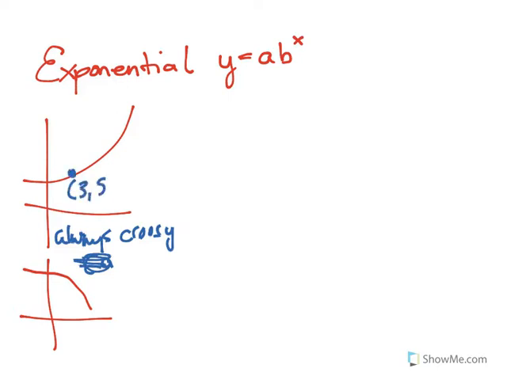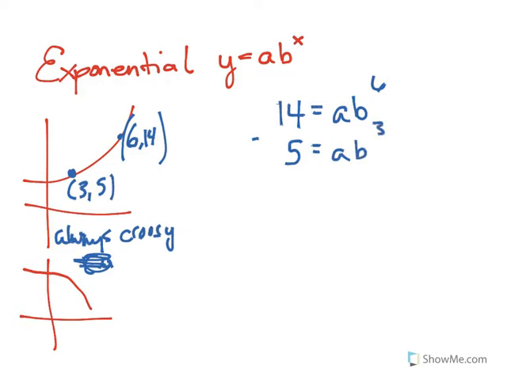I have 3, 5, and I have 6, 14. I can go ahead and substitute my numbers in, and what I want to try to remember to do is always put the biggest exponent on top. So I'm going to fill these numbers into the x and y values. So I get 14 equals a b to the 6th, and I get 5 equals a b to the 3rd.